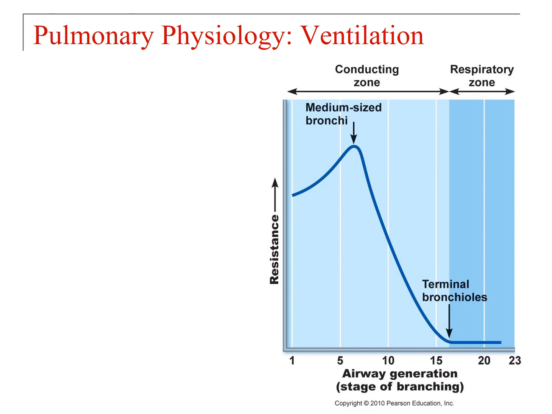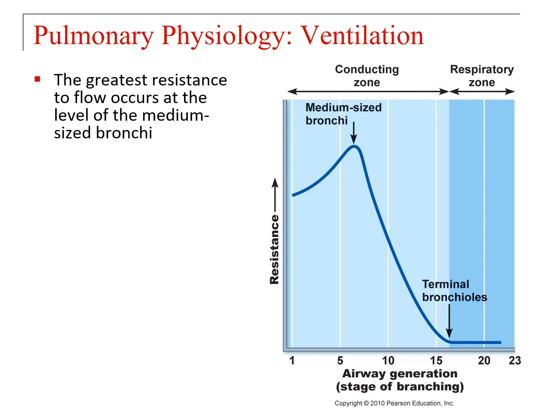Now the problem here is that resistance can result in small changes in pressure. But since air moves in and out of the lungs itself with small changes in pressure, when you start messing with that, then you can really affect how easy it is to breathe. So your greatest resistance to flow occurs at medium-sized bronchi. So you see it at the top of this curve right here, the amount of resistance.